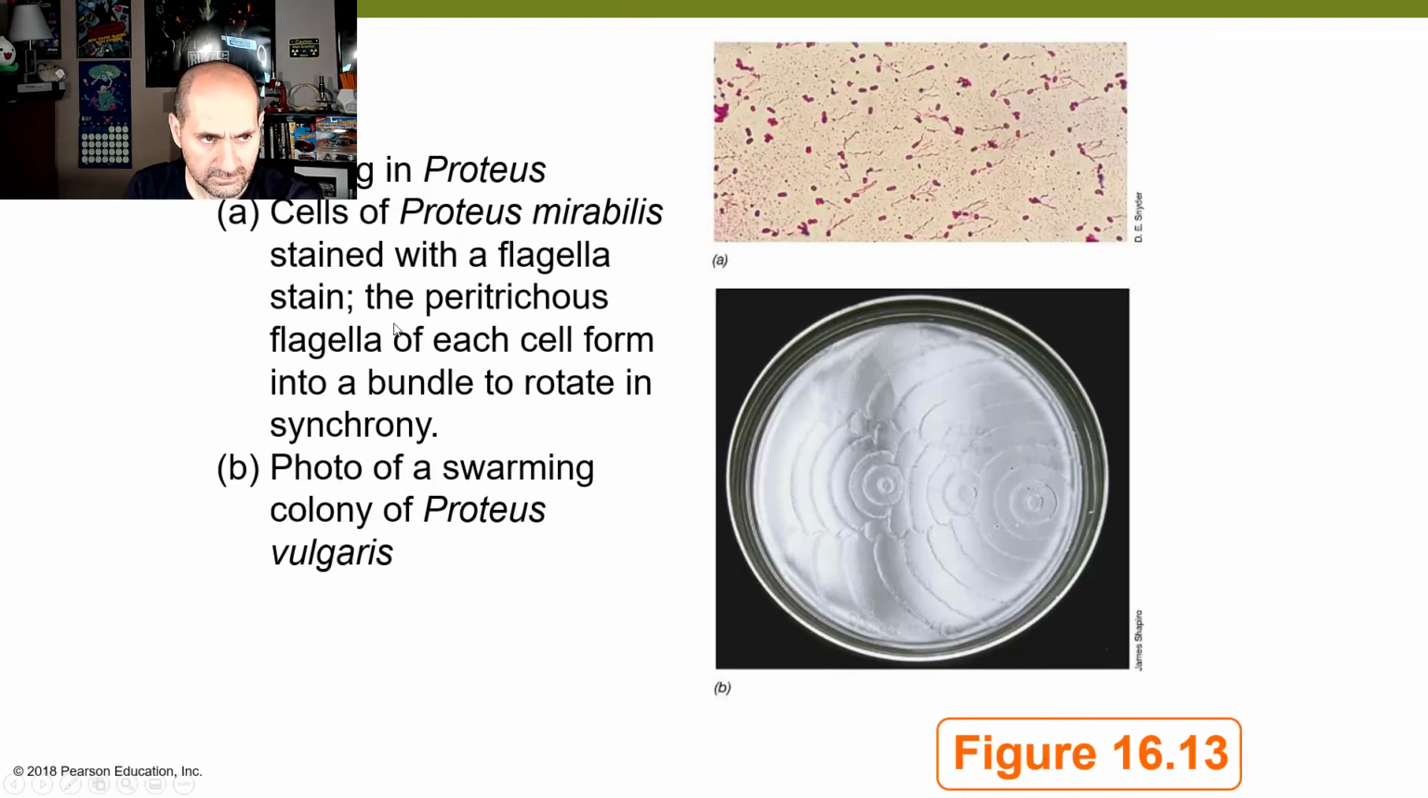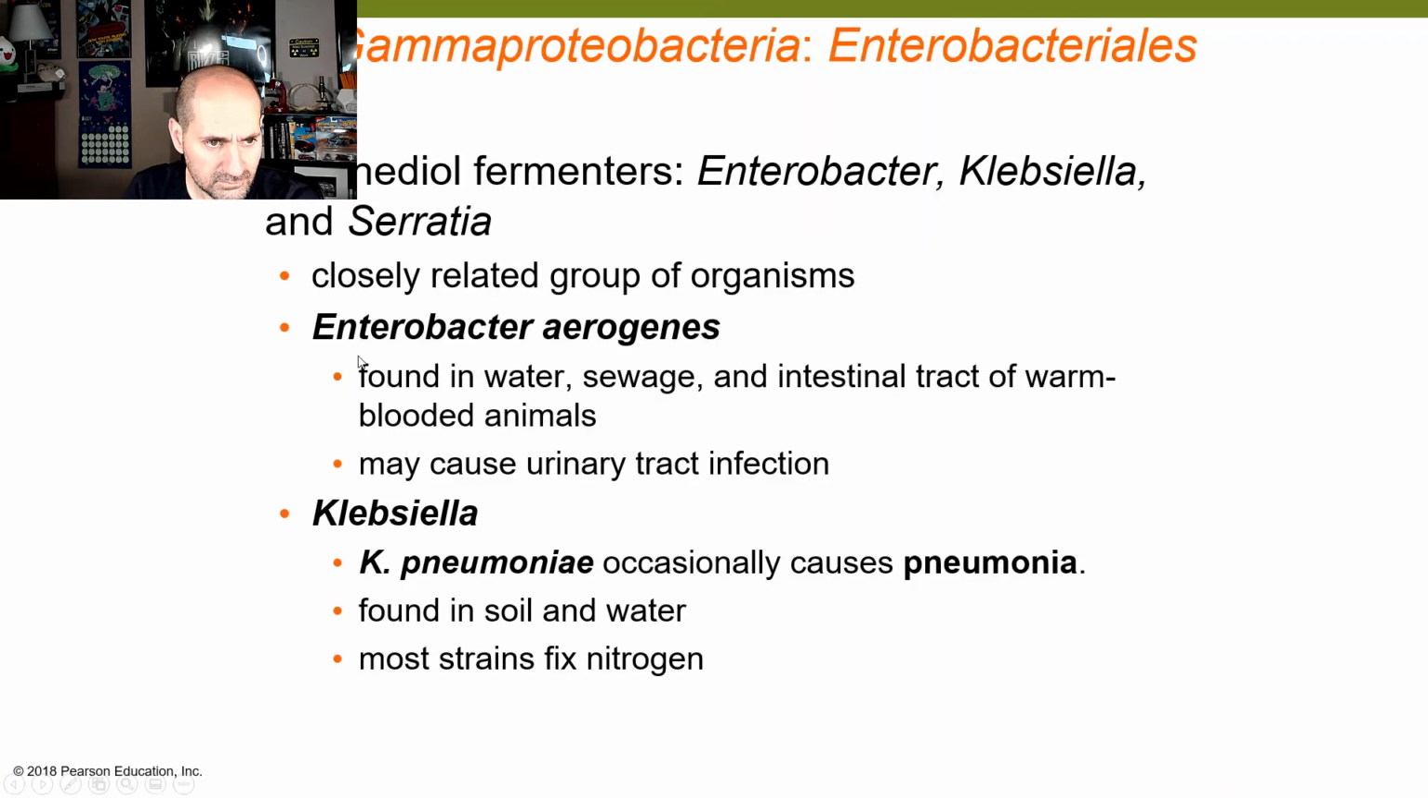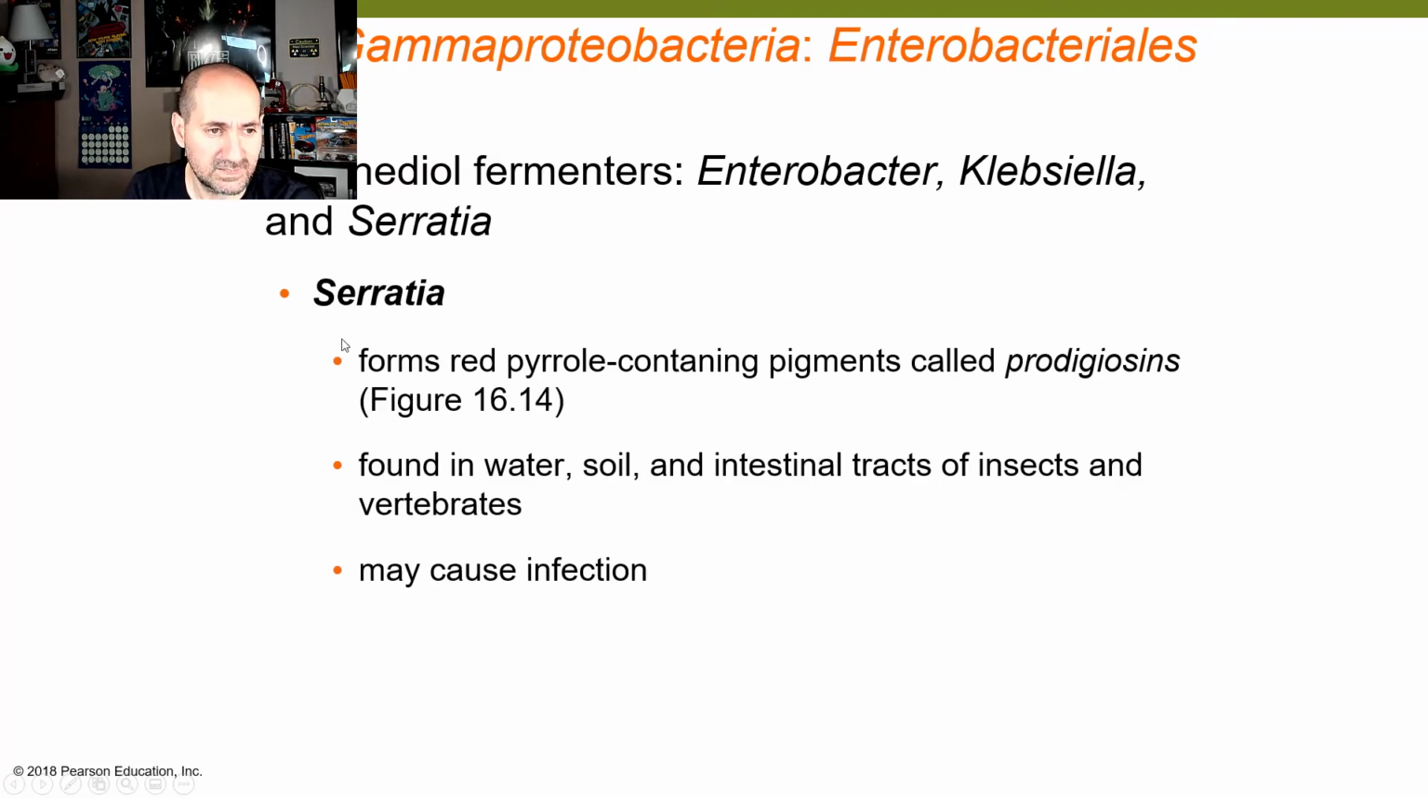Proteus, and Proteus is known for its swarming because it's peritrichous. And Enterobacter aerogenes, Klebsiella. I think the example I gave you, yes, is Klebsiella pneumoniae, which is one of the causative agents of pneumonia, one of several causative agents of pneumonia. We talked about Serratia as well.